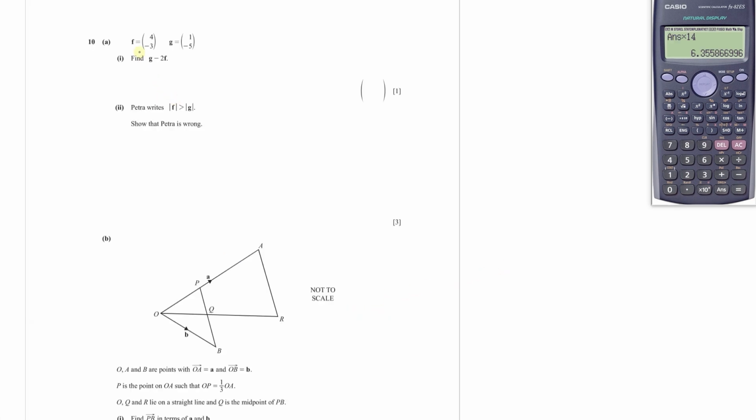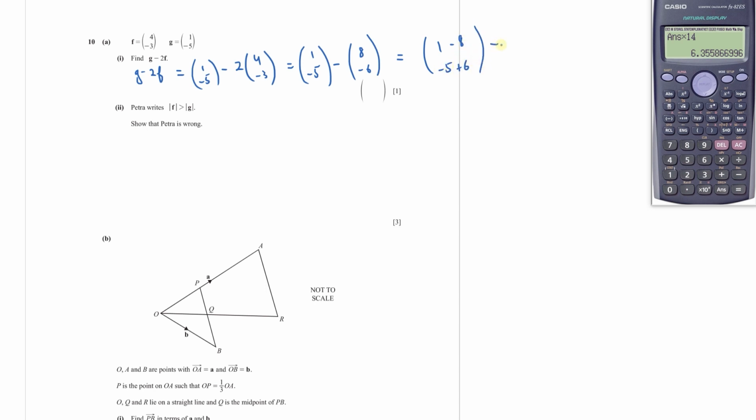Question number 10 is you're given f and g. The first part is find g minus 2f. So g minus 2f will be equal to g as it is, minus 2 times f, (4, -3), and then I'll multiply this 2 inside. So I'll get (1, -5) minus (2 times 4 is 8, and this is -6). So this will be (1 minus 8, -5 plus 6). So this will be (-7, 1).